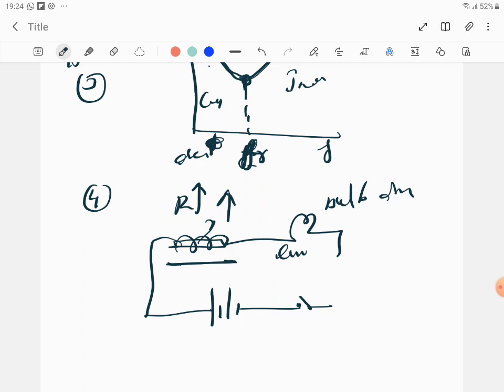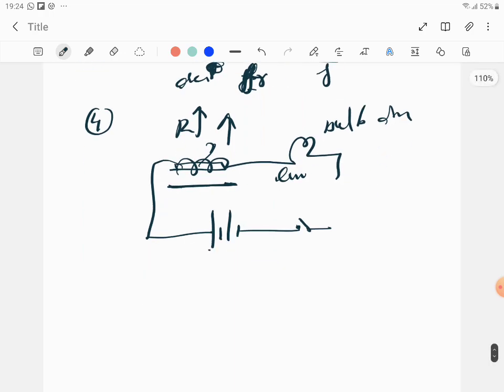How will the glow of the bulb change when the battery is replaced? Now it's no more DC, it's going to be AC. So is the dim light correct? Glow will decrease? No, that's for the second part. When the switch is closed, the glow of the bulb gradually increases till it becomes maximum.